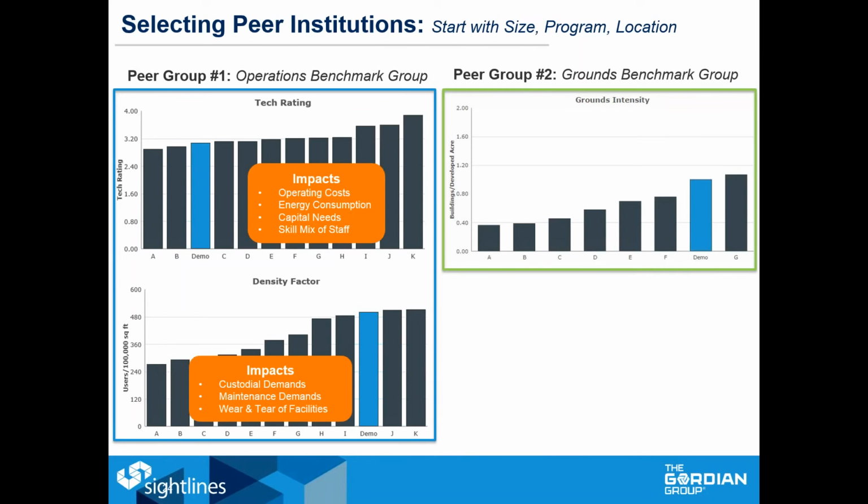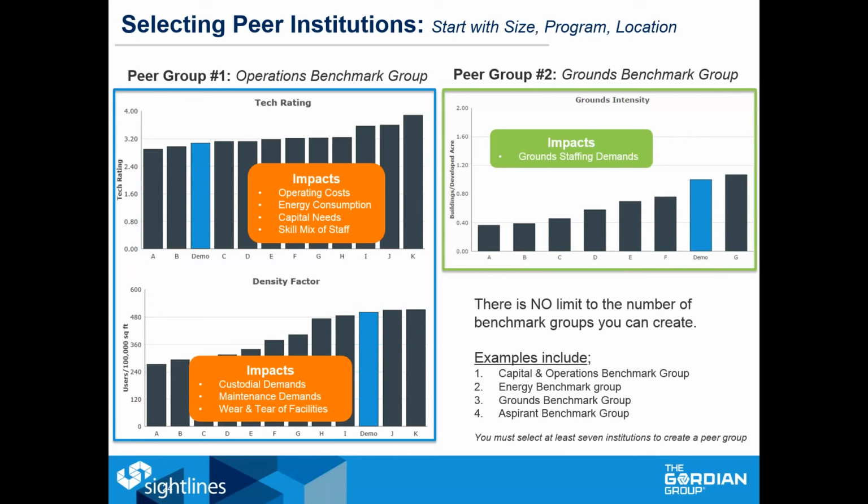We also want to look at what we're calling ground intensity, and that goes to scale. Am I a campus of few very large buildings versus a campus of hundreds of smaller standalone spaces? That affects maintenance, and we want to make sure that we're developing an appropriate comparative comp group when we start the exercise.